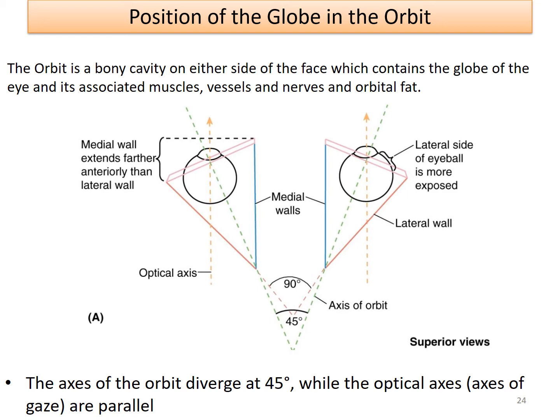The optical axes, the axes of gaze, the direction or line of sight for the two eyeballs, are parallel. However, we're trying to look in the same direction with both eyeballs. The orbits contain and protect the eyeballs, or globes of the eyes, and of course, any accessory visual structures.